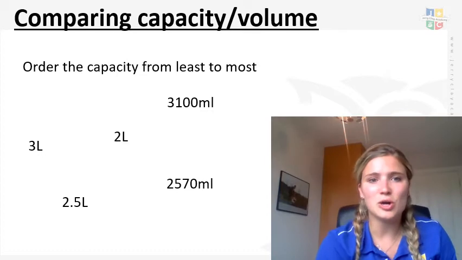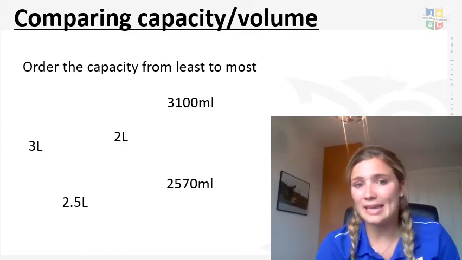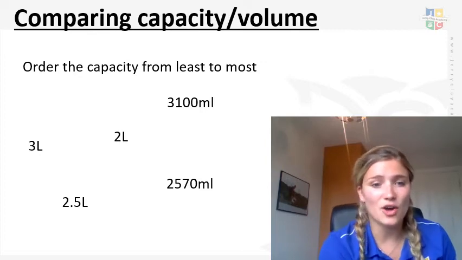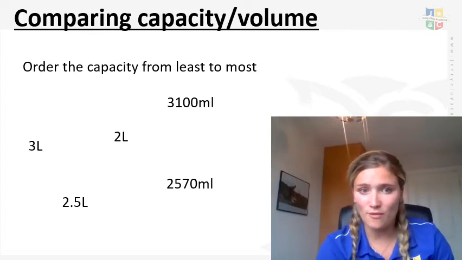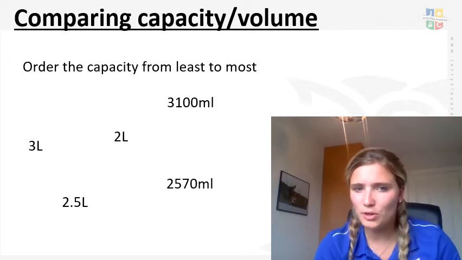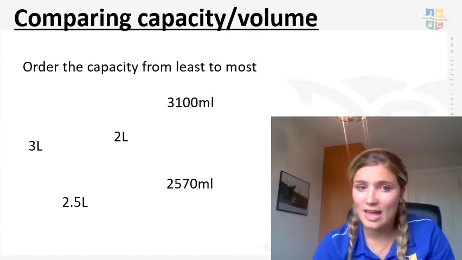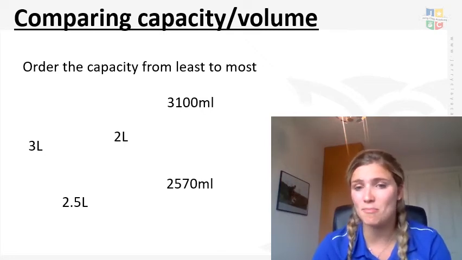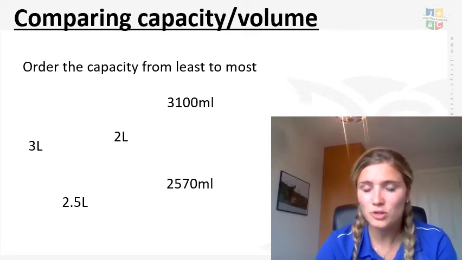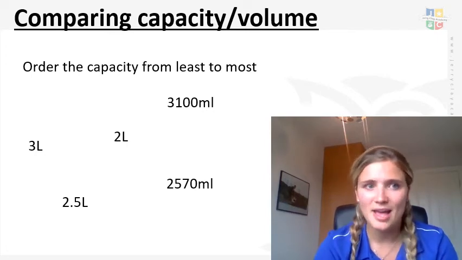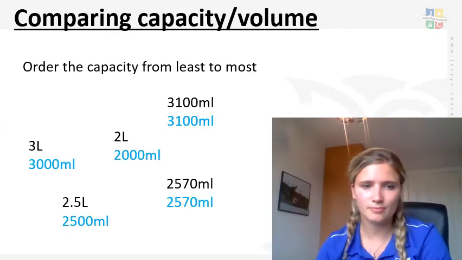Okay, this time we're going to order the capacity from the least to the most. Now, as you can see here, we've got some in litres and we've got some in millilitres. So think about what you're going to maybe need to do first, and then I'd like you to have a go at ordering them, from the least to the most capacity. Once you've had a go at doing that, press play and we'll see if you have done it the same way as I've done.